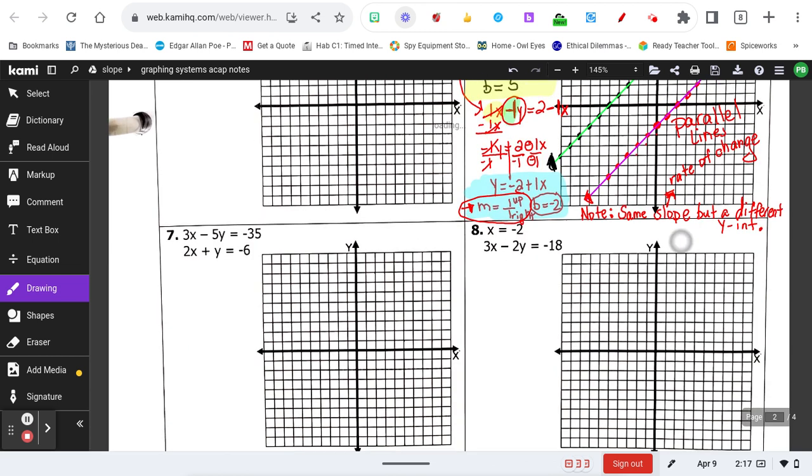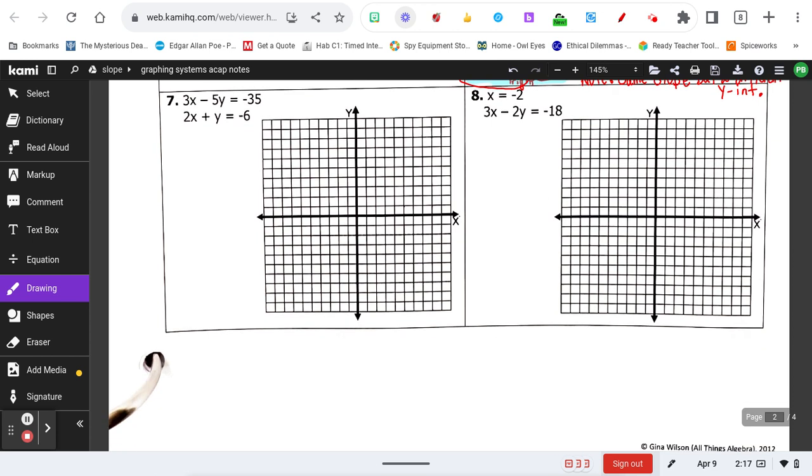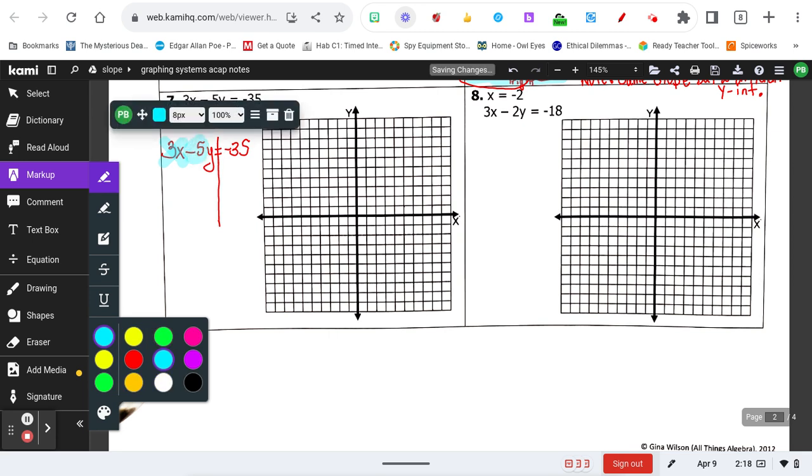Okay, let's take a look at number 7. You're going to pause the video and you try 7 on your own. Then unpause it to see if you got the same answer as me. All right, this is what you should have gotten. You're going to make sure you get y by itself. So you need to get rid of the 3x. And you also need to get rid of this -5.